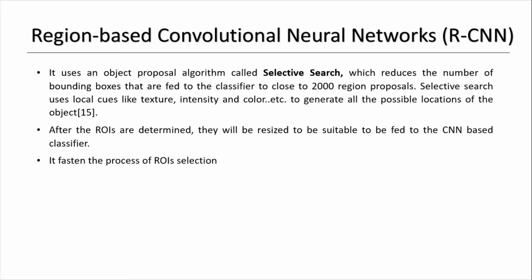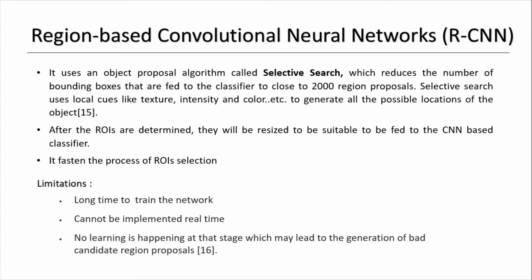After the regions of interest are determined, they will be resized to be suitable to be fed to the CNN neural networks. But there are some limitations of using RCNN. First, it still takes a huge amount of time to train the network, as you would have to classify 2000 region proposals per image. Second, it cannot be implemented in real time. It takes about 47 to 50 seconds for each image to detect. Third, the selective search algorithm is a fixed algorithm, therefore no learning is happening at this stage. This could lead to the generation of bad candidate region proposals.